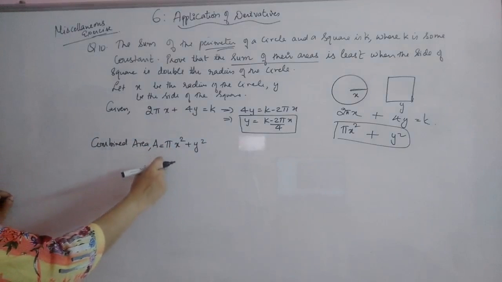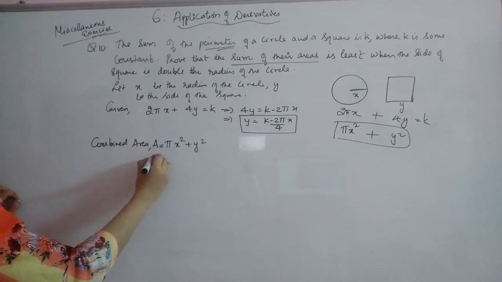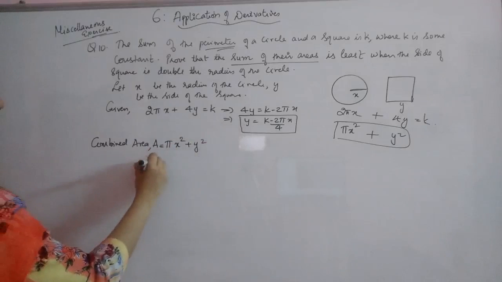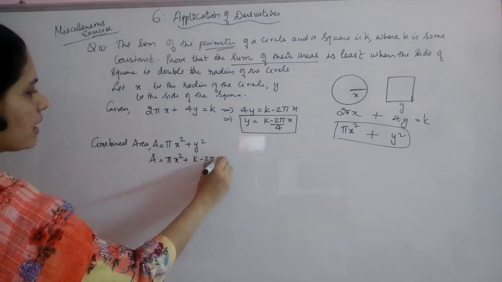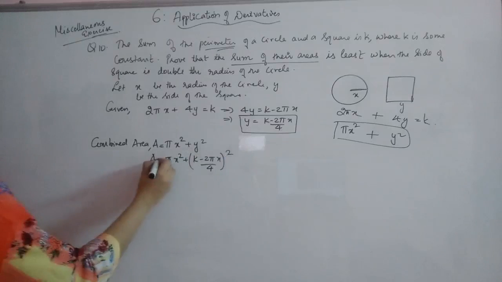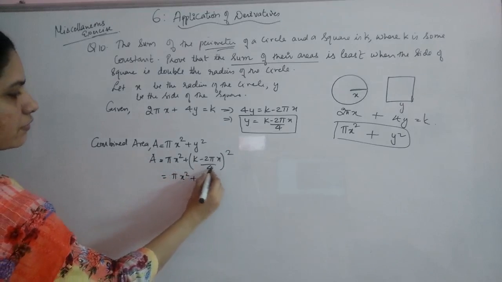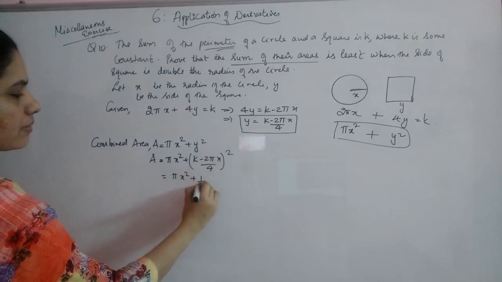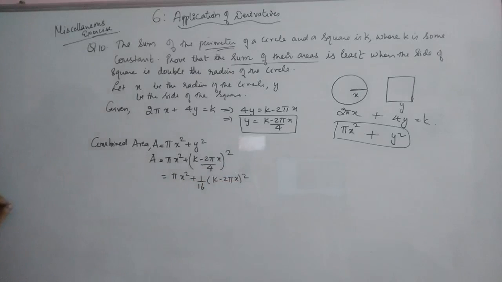Now here A is equal to this, so what will you get? First you have to replace y. Make it in one variable. So A is equal to pi x square plus ((k minus 2 pi x) by 4) the whole square. Pi x square plus, 4 is a constant, we can take it out. Here you will get 4 square is 16. So 1 by 16 into (k minus 2 pi x) the whole square.